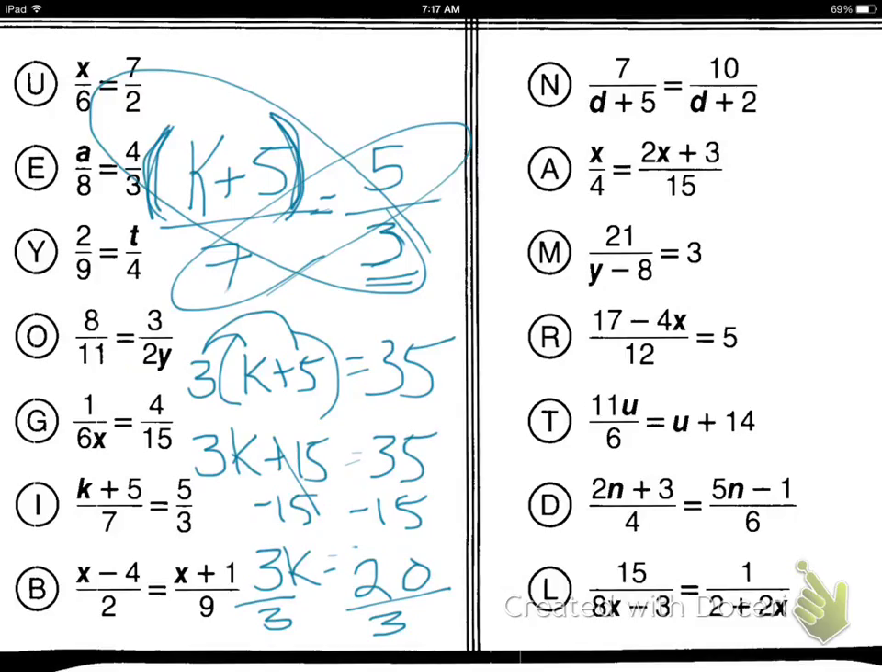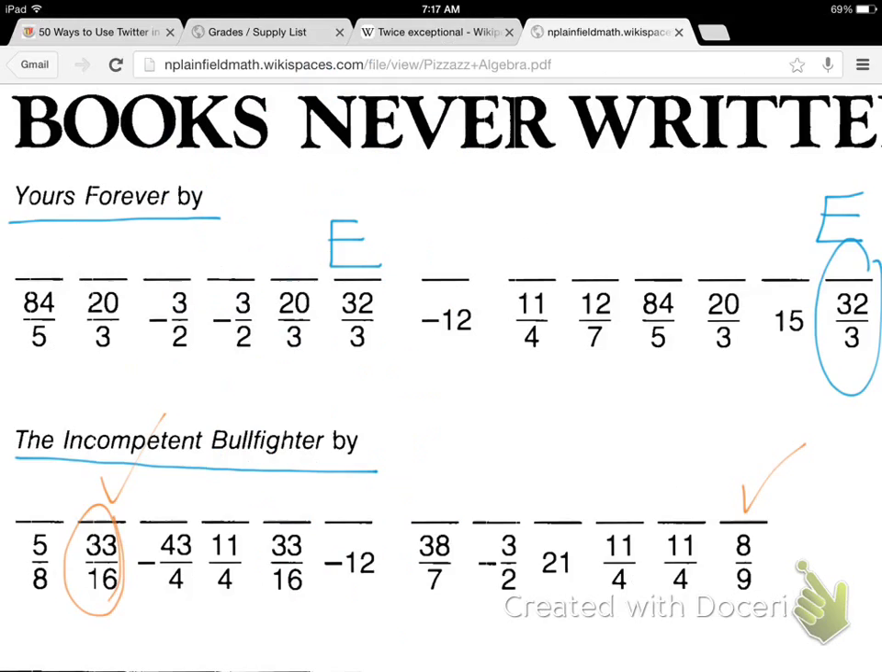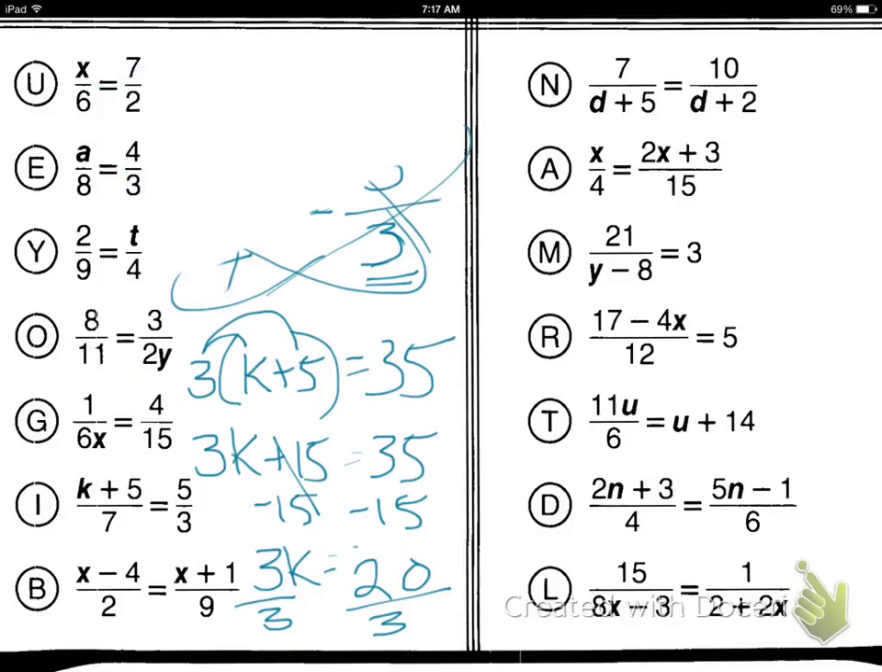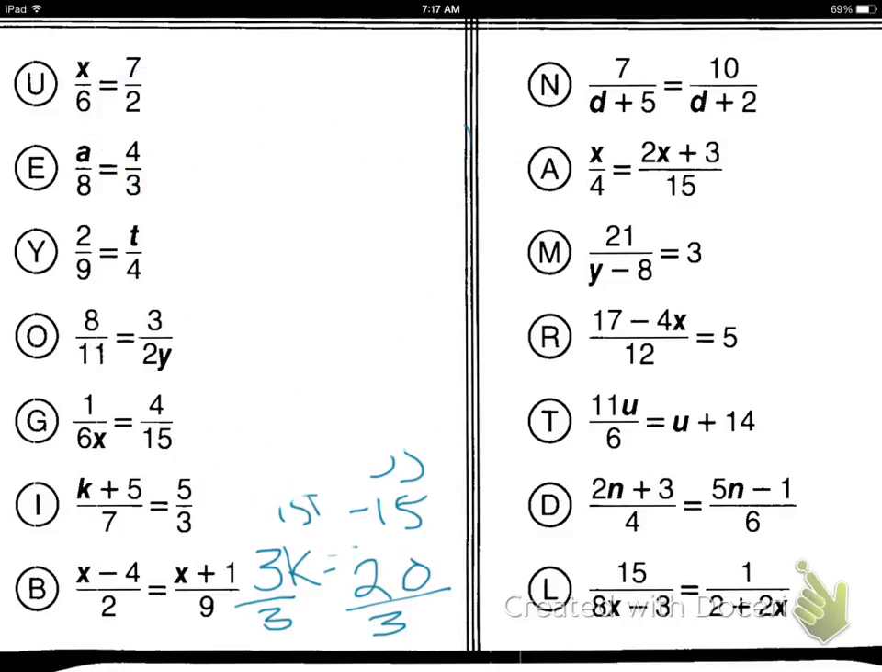Again, another fraction, 20 over 3. Can't do anything to that. So I'm coming all the way up to the top. I'm getting k is equal to 20 over 3, and I'm coming right over here because I have an answer key. I'm not going to bother looking over it. I'm just going to see if my answer is there. 20 over 3. I'm good. Let me pick another one. Just go and erase. Let's try B.